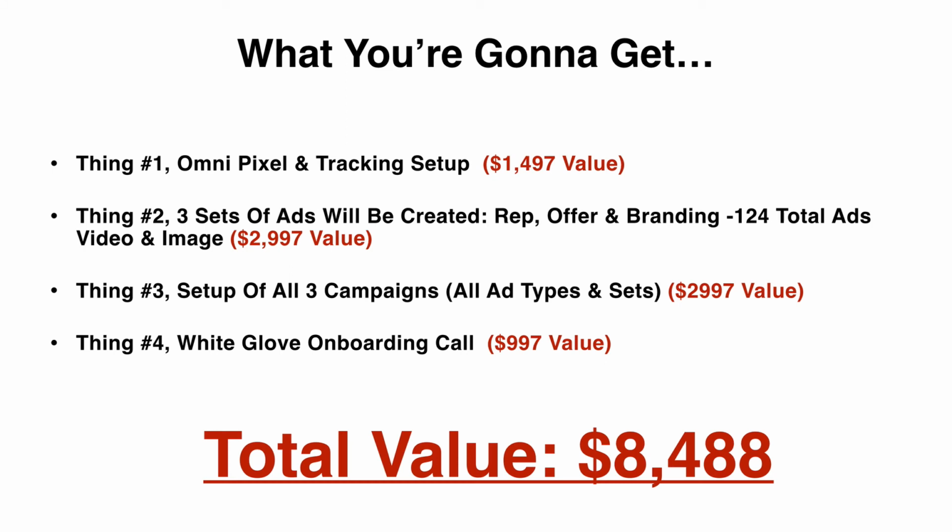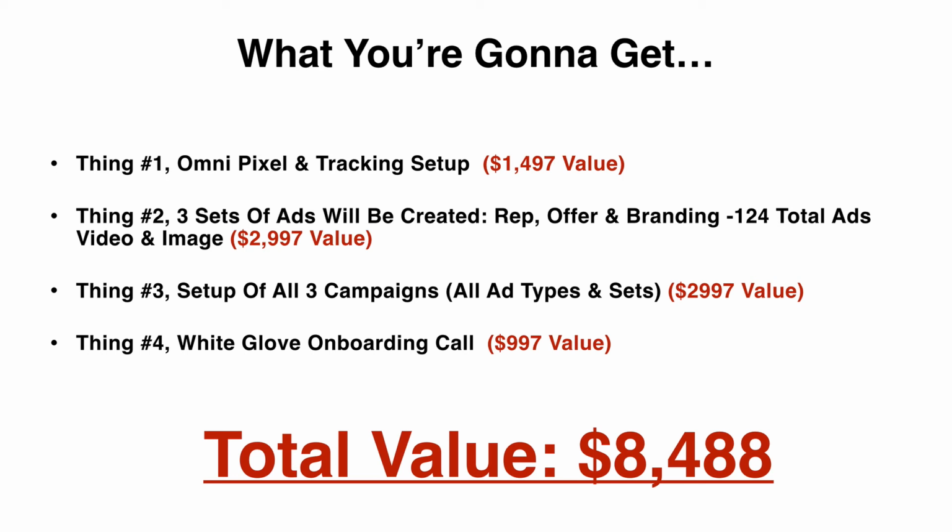So again, what you're going to get is thing number one, the Omni Pixel and tracking setup. You're going to get thing number two, the 3 sets of ads that are going to be created, the rep and offer and branding, over 124 total ads with videos and image ads. You're going to get thing number 3, which is a setup of all 3 campaigns, right? Inside of all the different platforms that I showed you, folks. This is a ton of work. Facebook and Instagram, and Twitter, and LinkedIn, and Google Display Network, and Gmail, and YouTube, right? And Traffic Fuel as well.